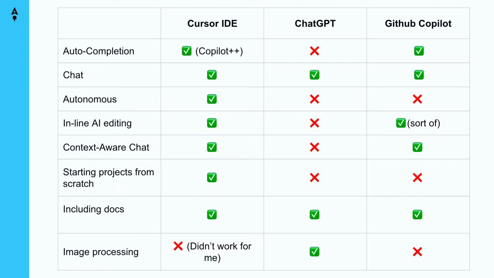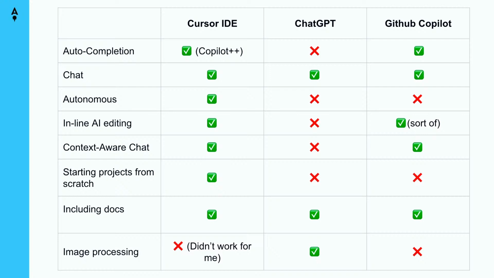Then there's inline AI editing, which Cursor has. That's the command K thing I showed you. ChatGPT doesn't, because that's a separate thing, and GitHub Copilot sort of has it. I just didn't think it works as well as in Cursor. Cursor and GitHub Copilot both have context-aware chat. That means that the chat is aware of the whole code base.